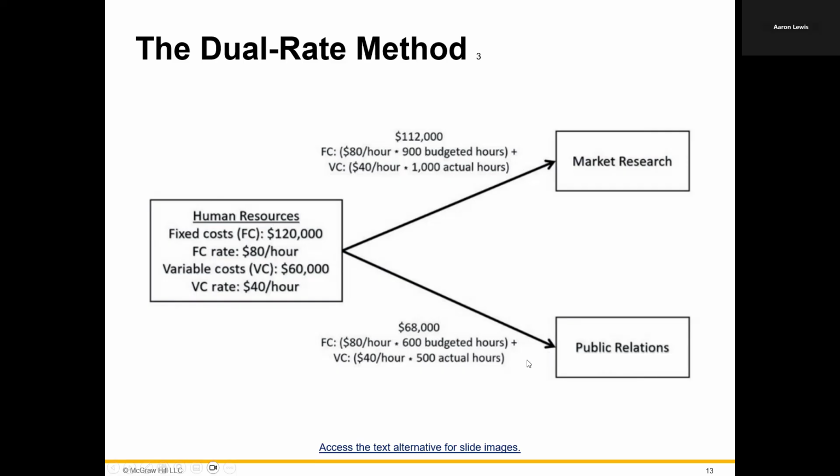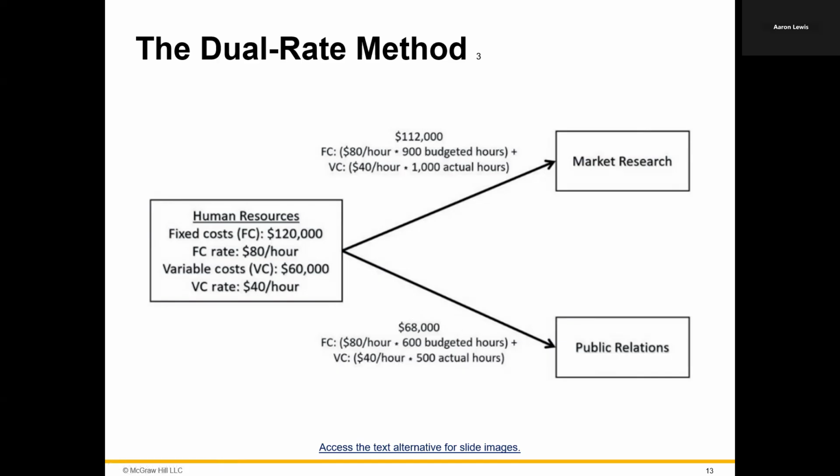Down here for public relations, we'll do the same thing. For variable, we take our predetermined rate, which was $40 an hour, and we multiply by how many hours HR actually spent working with people in public relations, and that was 500. So those two together would give us $20,000 that needs to be spread out of variable costs to public relations. But the fixed component comes out not based on our actual hours, but our budgeted hours. And we expected in this case at a rate of $80 per hour and 600 budgeted hours, that would be $48,000 worth of fixed cost that should be assigned to public relations, and $48,000 in fixed cost and $20,000 in variable cost gives us the $68,000.